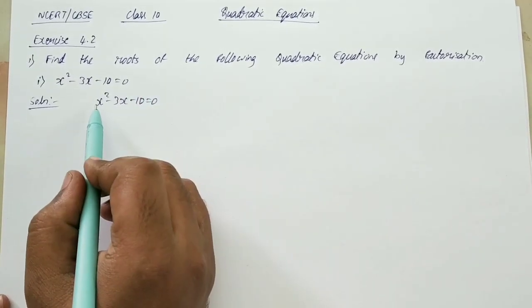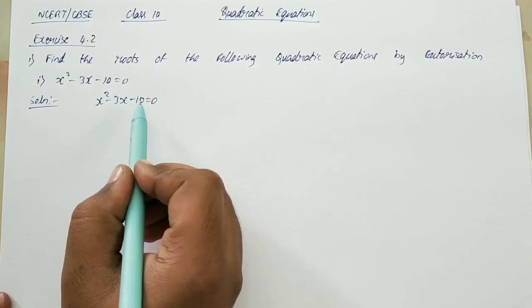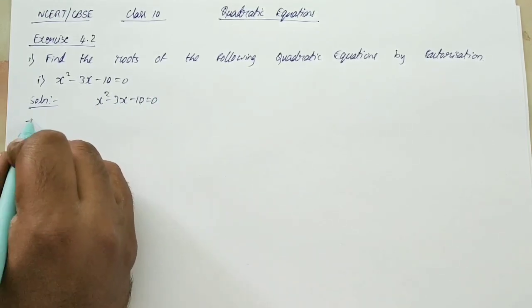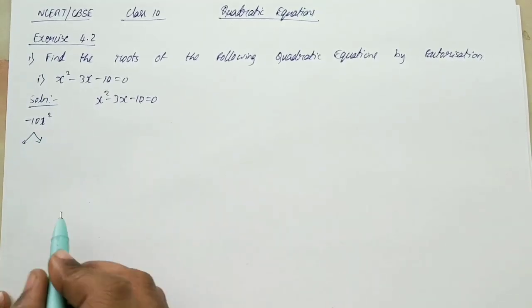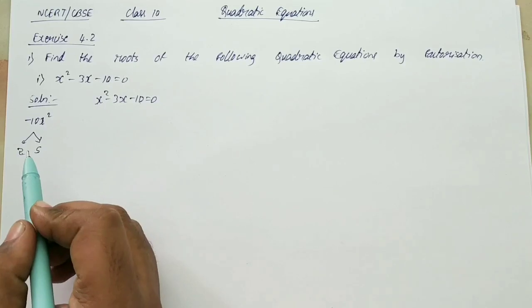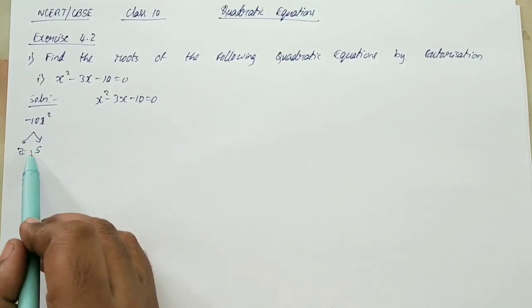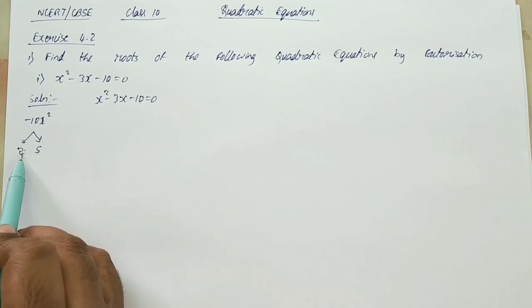Factorization means we are using the splitting the middle term method, right? What is the first step? If we multiply first term and last term, what will we get? We will get minus 10 x square, right? Now we should find in which table 10 comes. 2 5s are 10 or 5 2s are 10, right? If we add or subtract, we should get the middle term minus 3. See here, if we add we will get 7, if we subtract we will get 3, right?